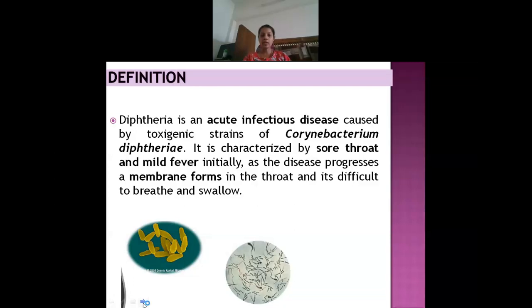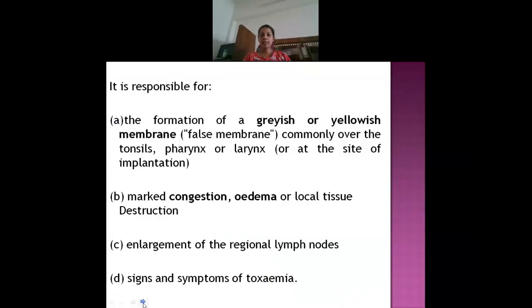It is a condition caused by Corynebacterium diphtheriae. It is an acute infectious condition and it results in sore throat and fever. And also there is a membranous formation in the throat. Usually if it thickens, it may result in dyspnea and also it may cause dysphagia. And most of the time, this is the characteristic feature of diphtheria.